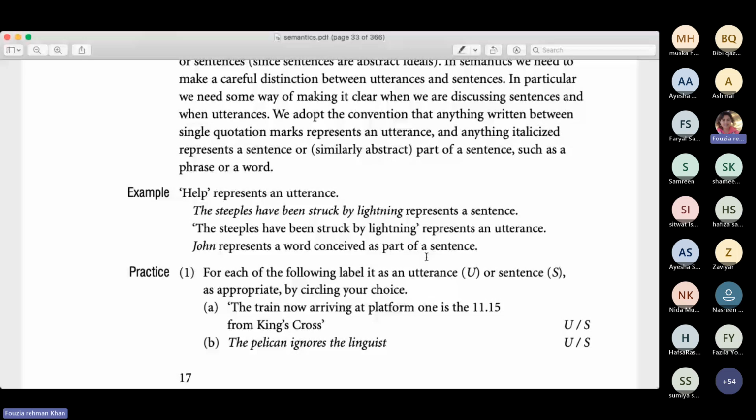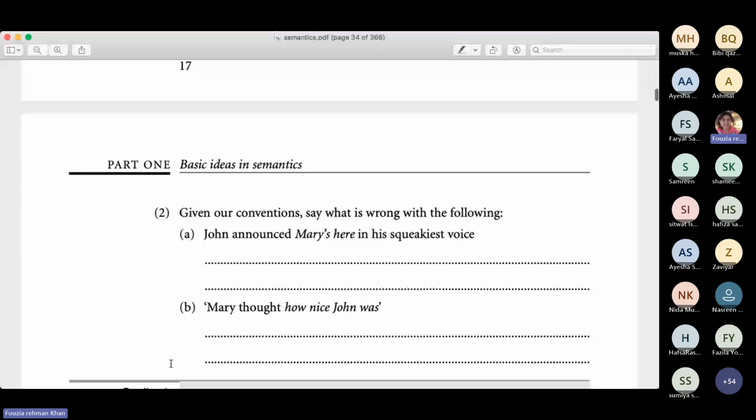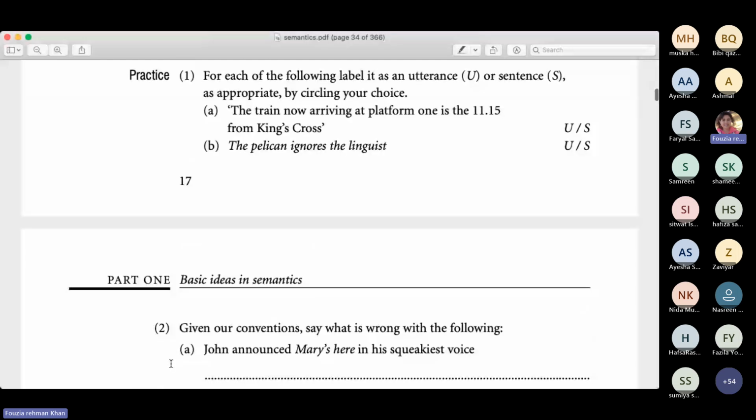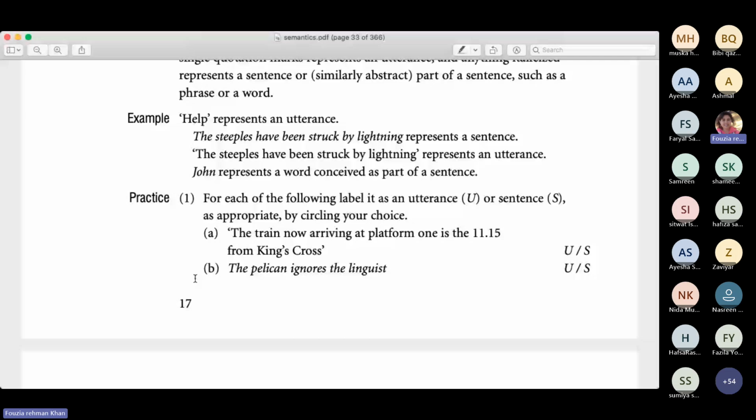For each of the following, label it as an utterance or sentence as appropriate by circling your choice. Guys, without looking at the answers, because the key is given, and that's sometimes a drawback, maybe sometimes an advantage also. I request you to do it on your own, not to see the answers, and later on we will discuss. Because if you get these in the exams, I would always ask you for a reason. It's not just true, false, yes, no, but I will be looking for the reasons. You should first understand it and then do the exercise. For this practice, I'm giving you 2 minutes. Quickly do this. For each of the following, you just have to decide whether it's an utterance or a sentence. And then I'll ask you, what's the reason?